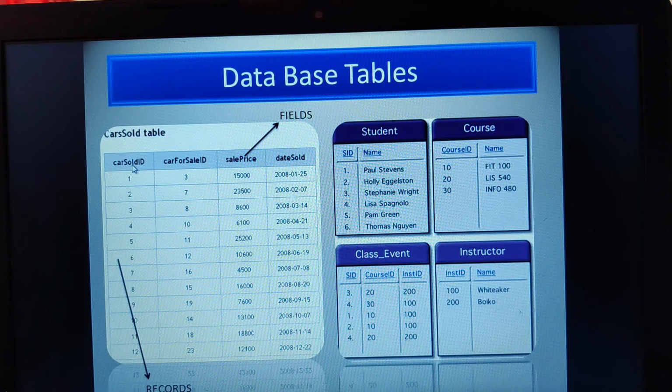Car sold ID is a field, car for sale ID is a field, sales price is a field, date sold is a field. So column names are said to be the fields, or you can also call them attributes. Similarly, a record is also called as a tuple. Records are also called as the tuples. I hope you are able to understand.